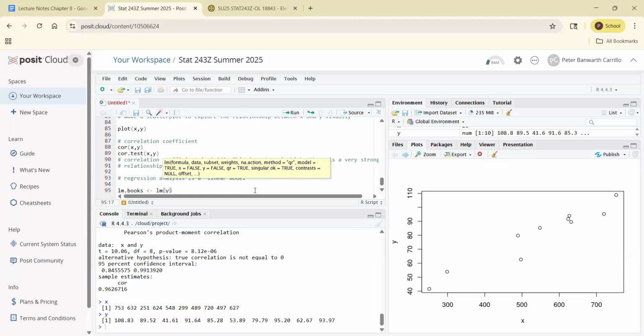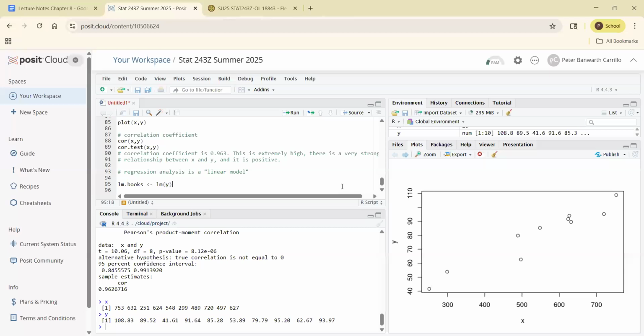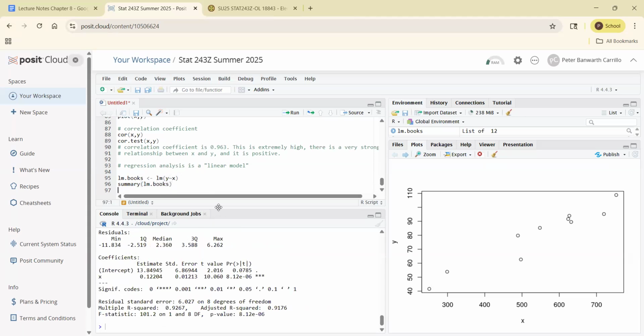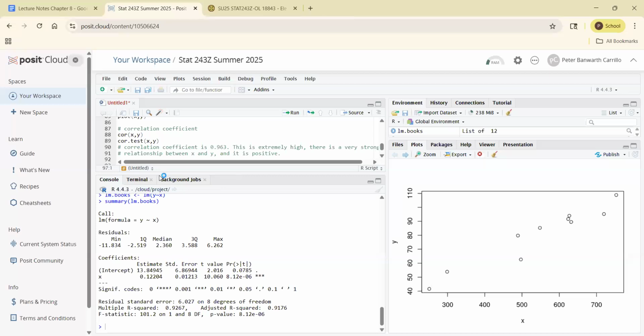You put your dependent variable y, and then you use the tilde, which is in the upper left, just below the escape button on most computer keyboards. So it's the dependent variable y, and then a tilde, and then the independent variable x. You run that, and then to look at your results, do summary of the name of your model. So here's our summary.